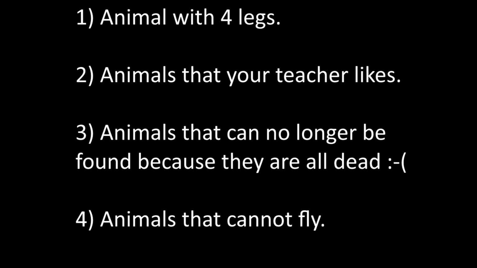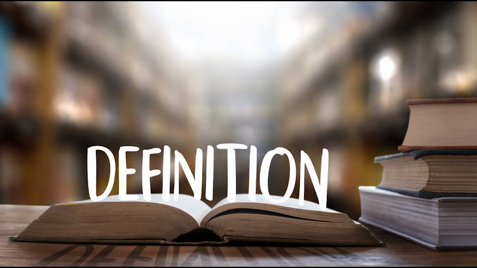And now the answer is number 3. Extinct animals are animals that can no longer be found on Earth because they are all dead. Before we go any further, let's continue with some more definitions, because this will make it easier for you to follow along in this video.